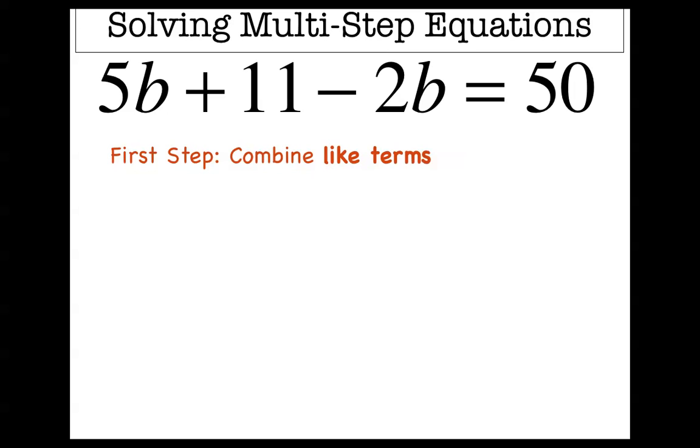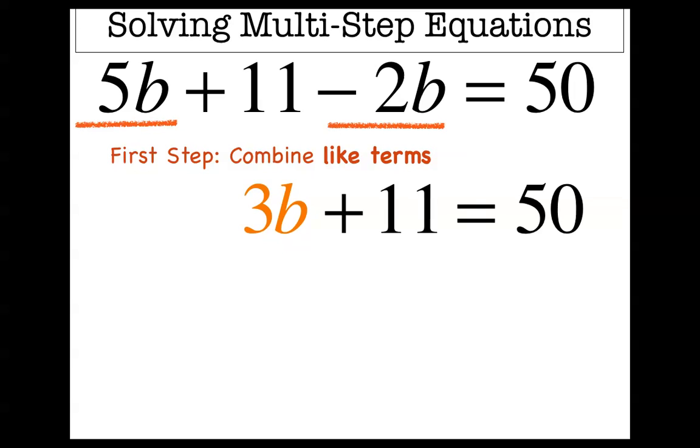And again, your first step, do we have any like terms that we can smush together? Sure we do. 5b and 2b, but it's a minus 2b, not a plus 2b. So, if you had 5 bananas and you took away 2 bananas, you have 3 bananas. No big deal, right? 5b minus 2b is 3b. The plus 11 is still hanging out there because we didn't do anything to that, and the equals 50 is still hanging out over there because we didn't change that at all. We just took the 5b and the 2b and smushed them together.